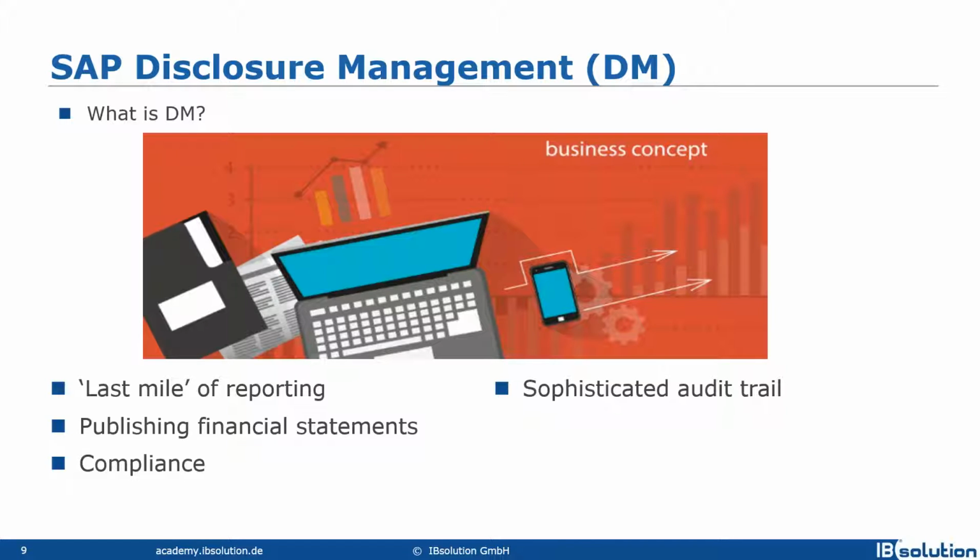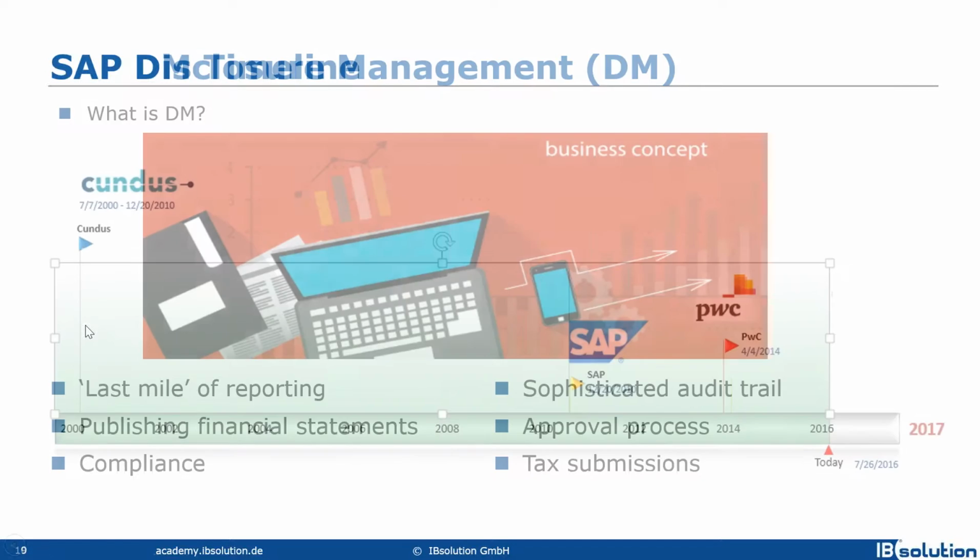Another thing which is very important for organizations when it comes to their sensitive financial data, upon preparation for closure, is that you want to have a very sophisticated audit trail and to be able to track and see every change. This is what DM gives you. It also has an approval process which puts things into perspective in a workflow which you follow step by step, and you can customize it based on your demands. And it's also giving this extra mile of reporting in the sense of tax submissions. But let's see in greater detail.